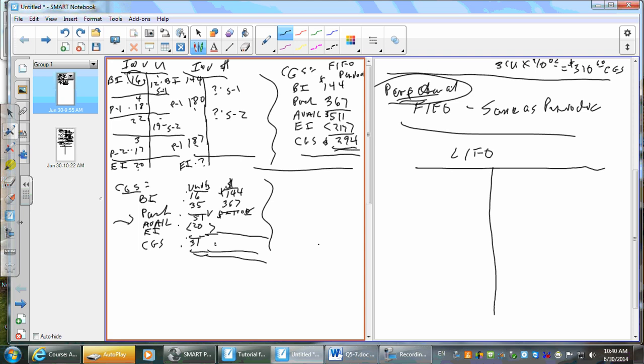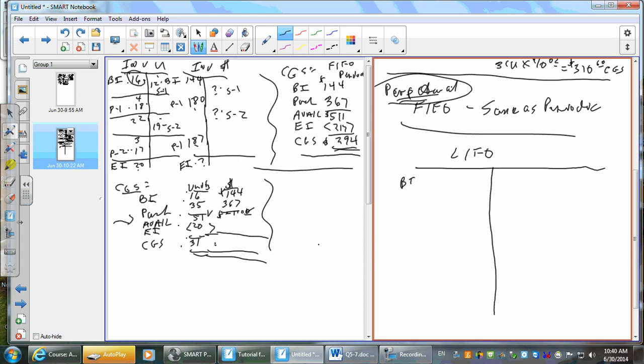Okay, so LIFO. What do we do? Let's write down what we know. Beginning inventory is how much, you guys? What do we have at the beginning? It's right there, same stuff, right? What is it? 16 units. How much did they cost? $9. And how much was that? $144.